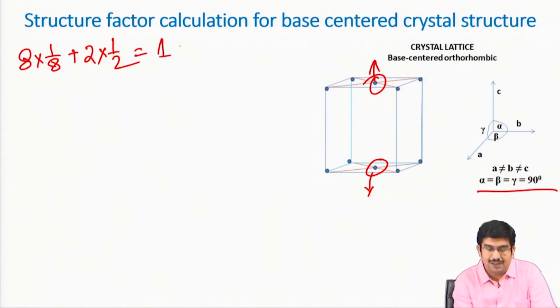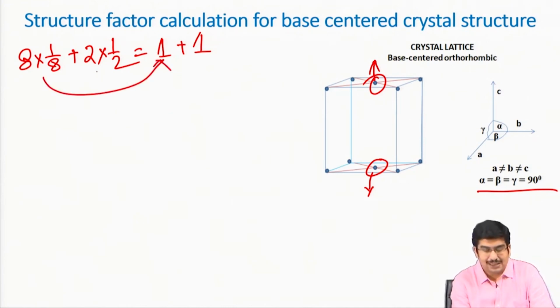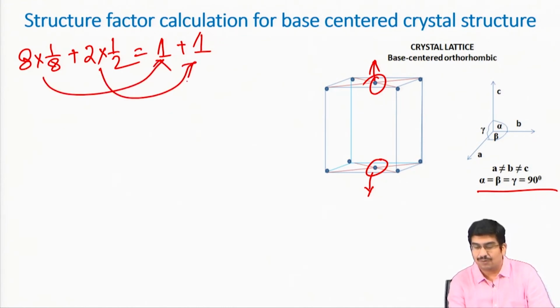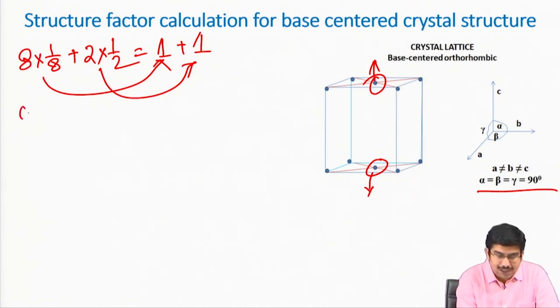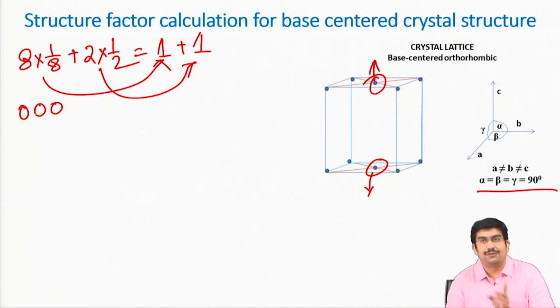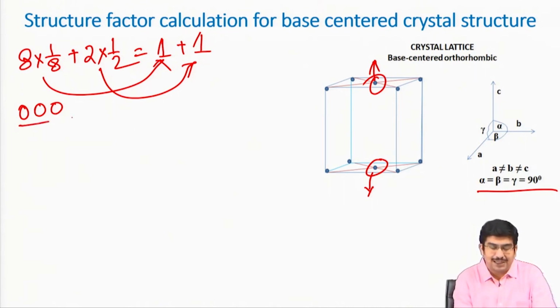Altogether I will be having 1 plus 1. So, one atom is coming out of these corner cells and one atom effectively is coming out of this base centered position. So, how do I define these two atomic positions? Of course, the one in the corner we have just seen from simple cubic. If anything is in the corner, we can simply write its fractional coordinate. This is basically UVW as 0, 0, 0.